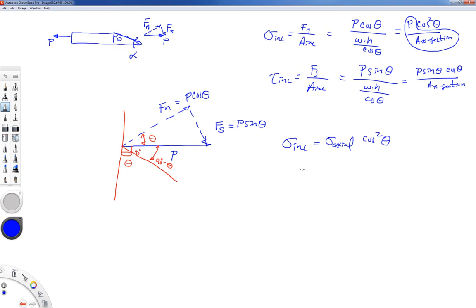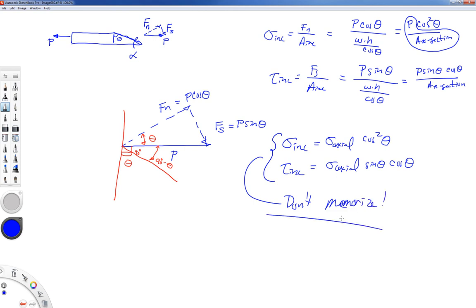So sigma axial cosine squared theta. And the shearing stress on the inclined plane is sigma axial times the sine theta and the cosine of the angle theta. Now the reason why we want to get these formulas, and let me put in here, don't memorize these. The reason why we want to get those formulas is we want to do a little bit of work on them to find the maximum values. We want to maximize these functions.